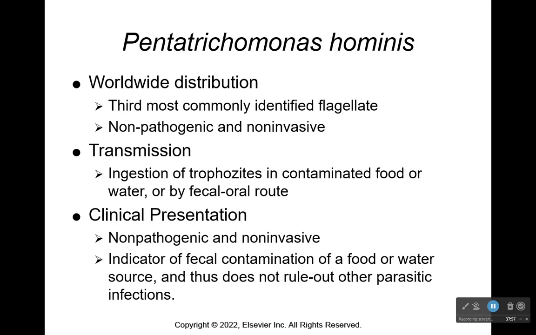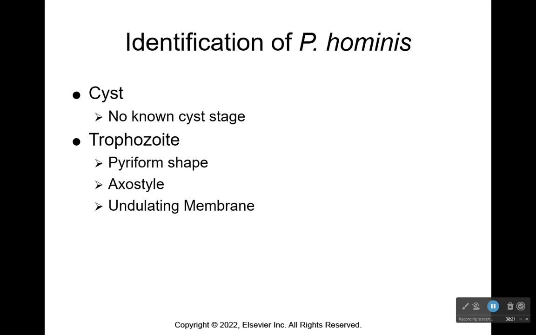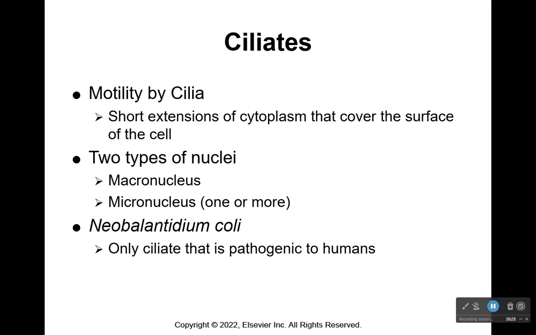Again, why are we so concerned with these? If they're present, that means the water is fecally contaminated somehow, or our food source. Well, if it's fecally contaminated with these non-pathogenic ones, it's possible that a pathogenic one is there as well. So it's always notable if you find them. They may not be a problem, but let's look really carefully for some of the others that can be pathogenic. No cyst stage, very similar to our other trophozoites in this section.